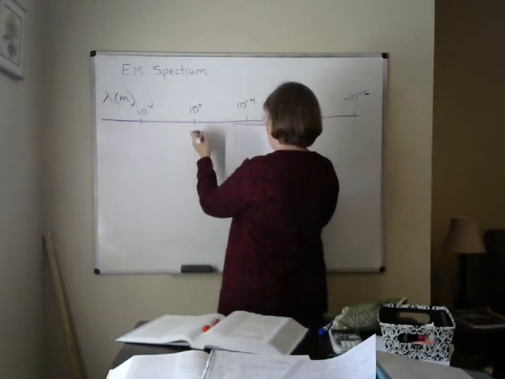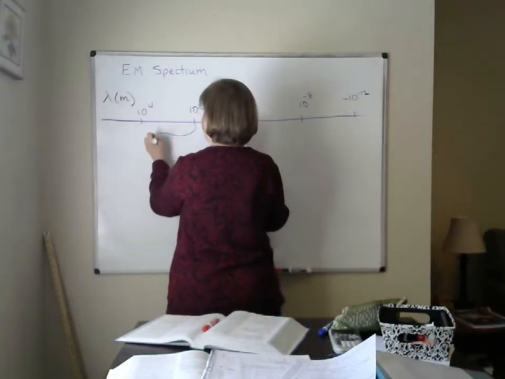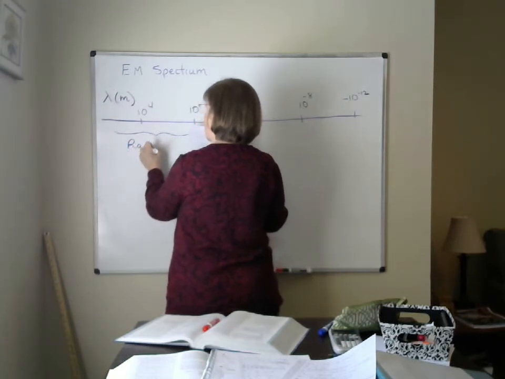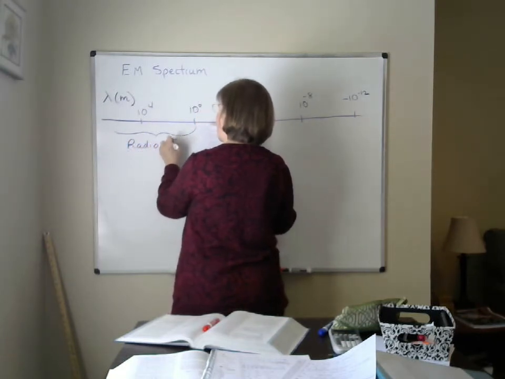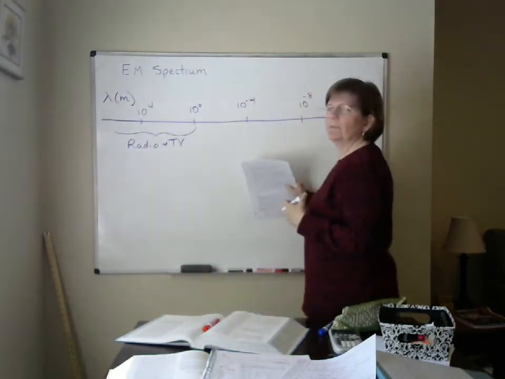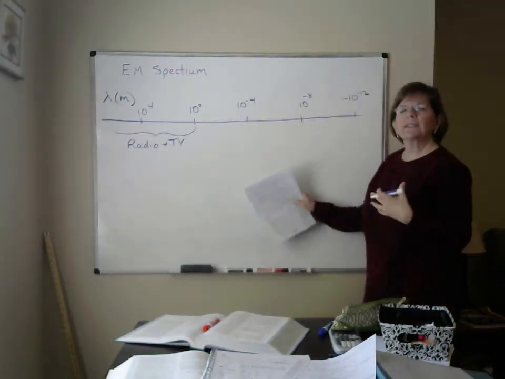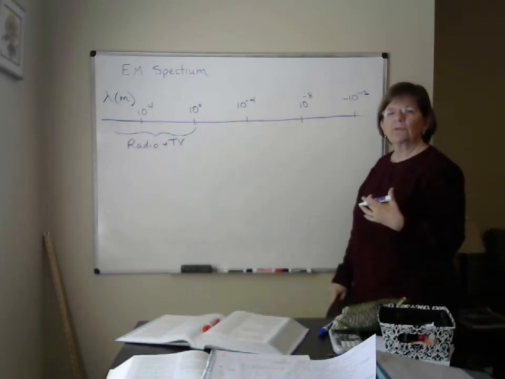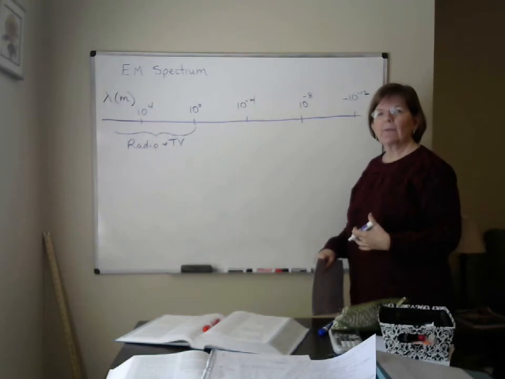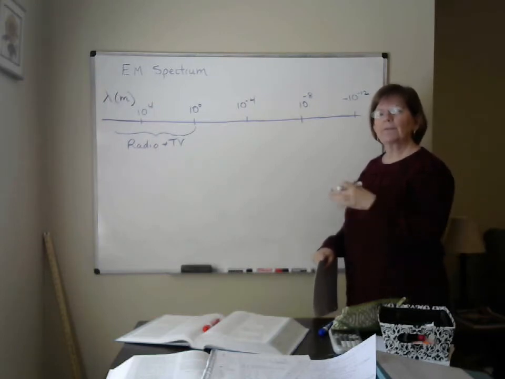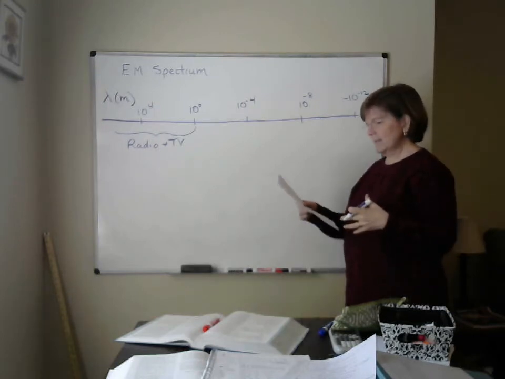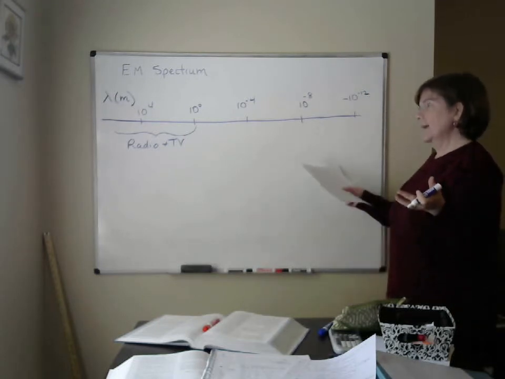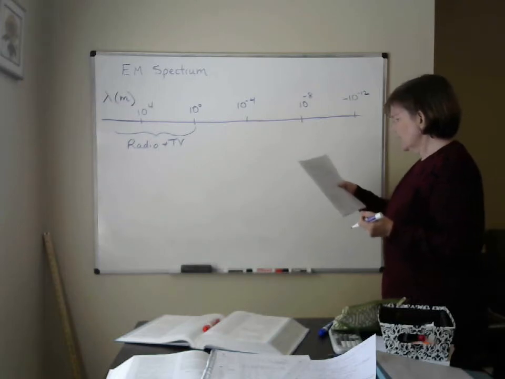Down here with these longer wavelengths, these are what we call radio waves. They're also what we used to broadcast television back when we had broadcast television. We still broadcast radio. Radio waves are fairly easy to manufacture, to make in a laboratory. They were the first type other than visible light to be observed by scientists. They're pretty safe. They have really long wavelengths.